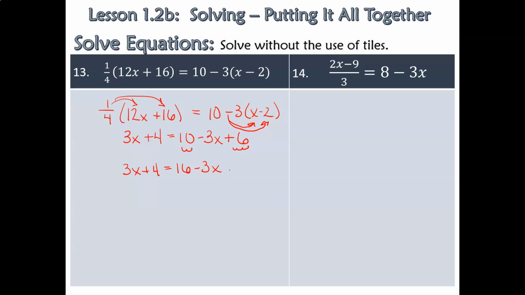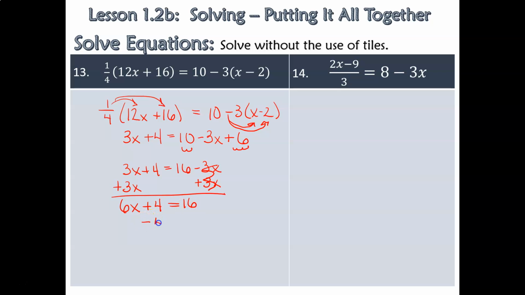So now we've got to bring the x's to one side. I like to keep it positive, so I'm deciding to add 3x to each side. You can also subtract it. So I have 6x plus 4 equals 16.